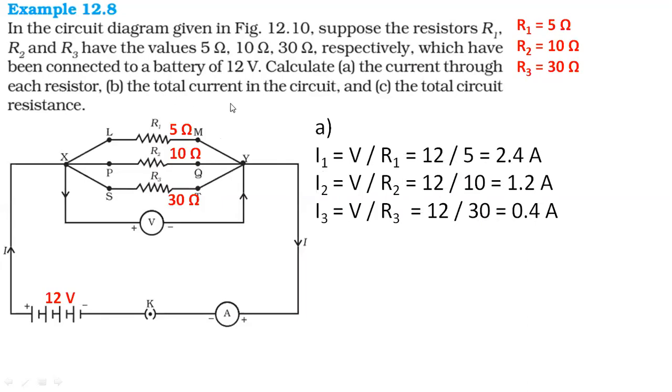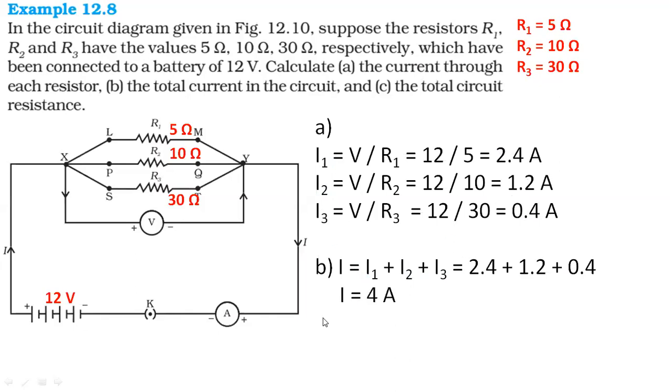The second question they are asking is total current. How can we find out total current? Just add all these, no? To find the value of I, we know that it is the addition of I1, I2 and I3. So I is equal to I1 plus I2 plus I3. You just calculated these, so add those values: 2.4 plus 1.2 plus 0.4. Adding all of them gives us 4 ampere. Very simple. All we had to do was calculate the individual currents and then add them. So we have solved the first and second.